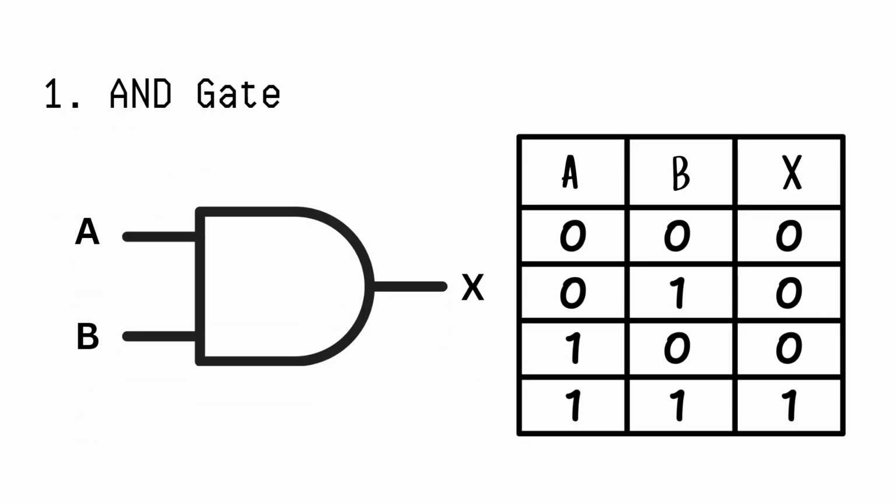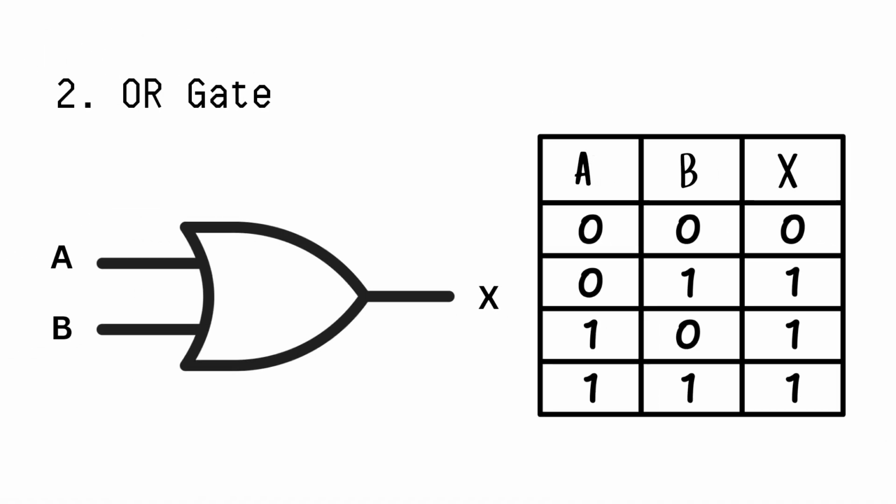1. AND gate. This AND gate requires two or more inputs to produce one output. If all or one of the inputs is the binary number 0, then the output will be 0. Meanwhile, if all the inputs are the binary number 1, then the output will be 1.